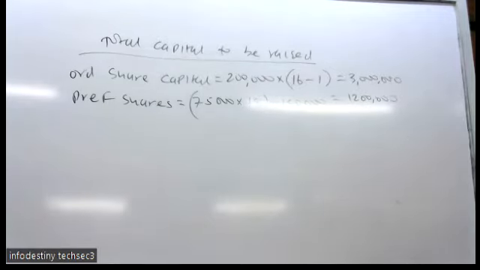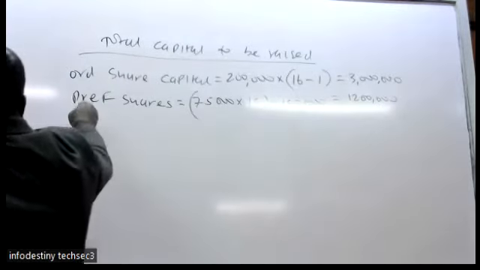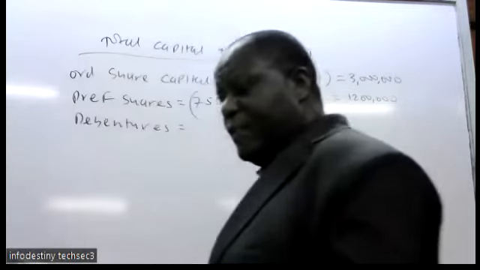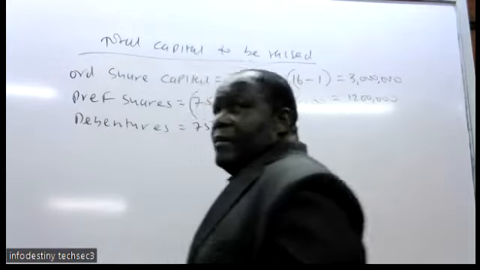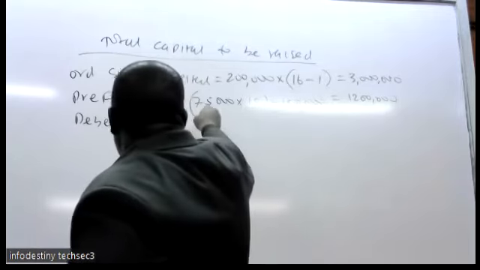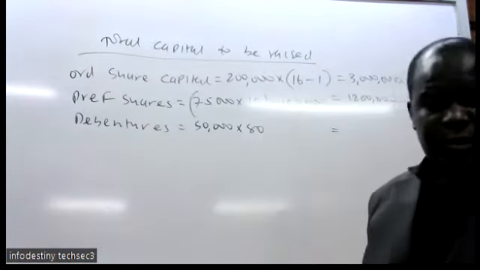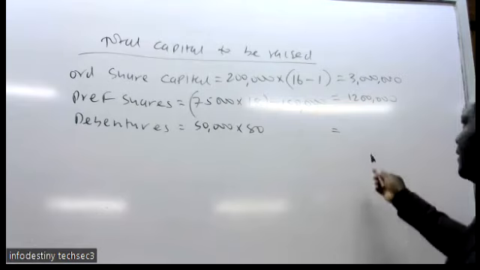Then, apart from the preference shares, we have note number 3, where they said they issue debentures. So for the debentures, they are issuing 50,000 at how much per debenture? There was no flotation cost given on the debentures.